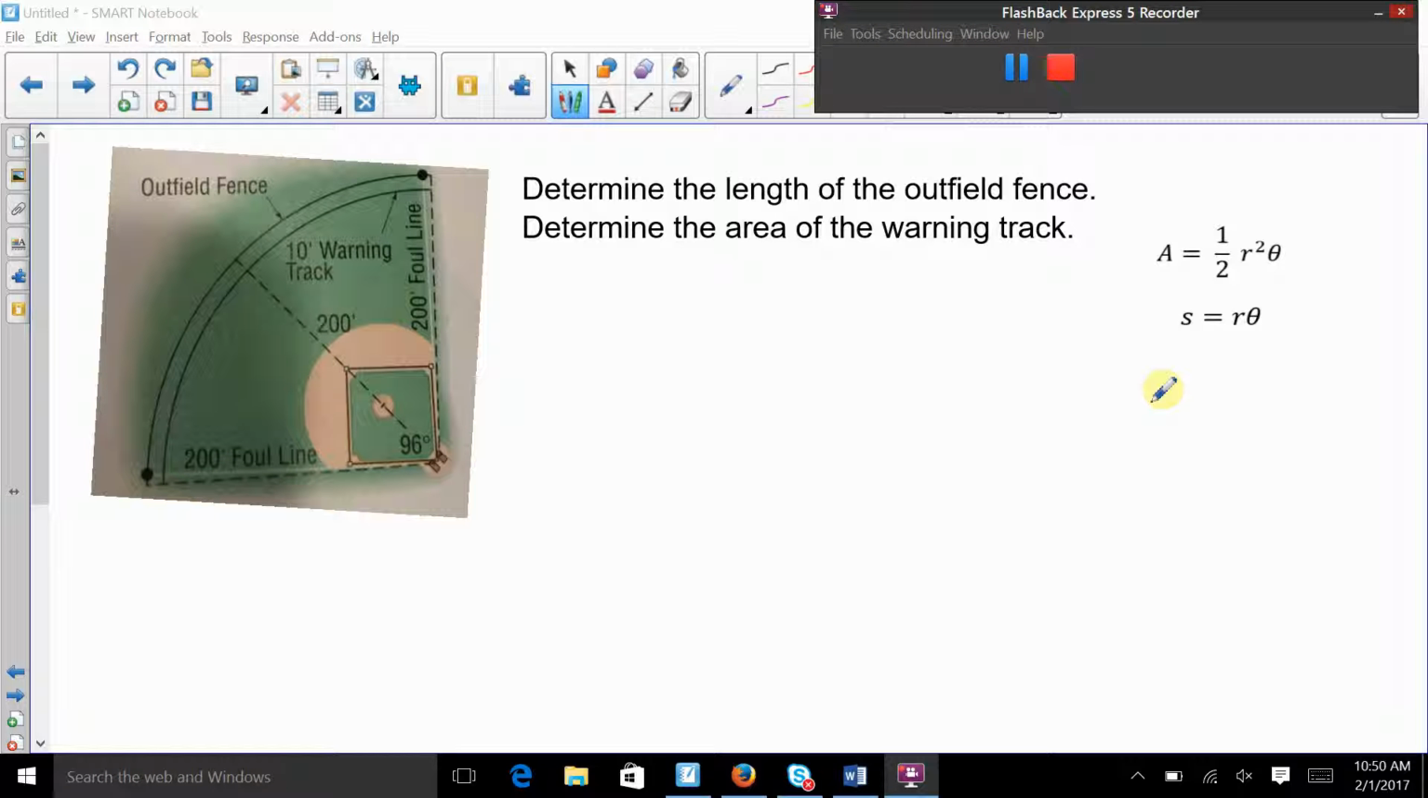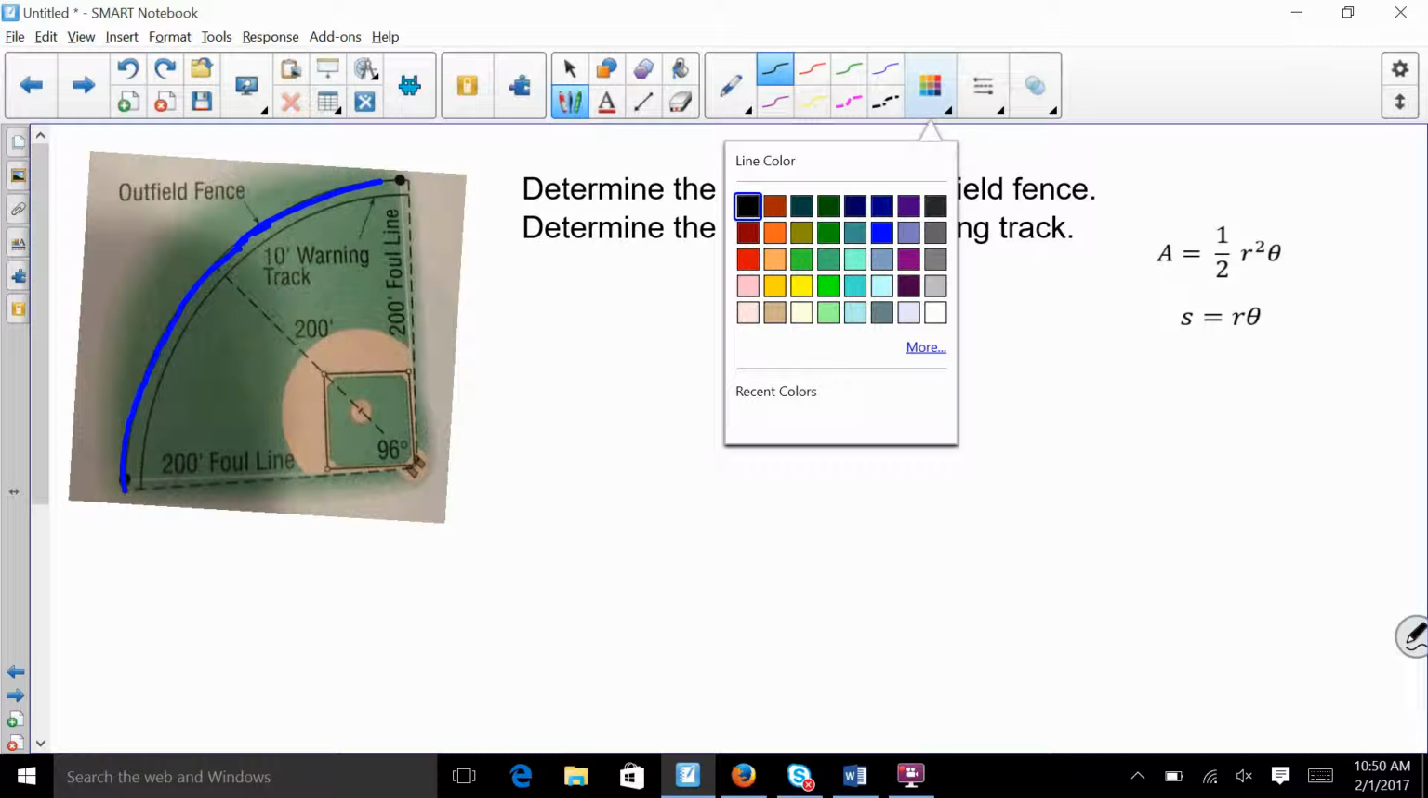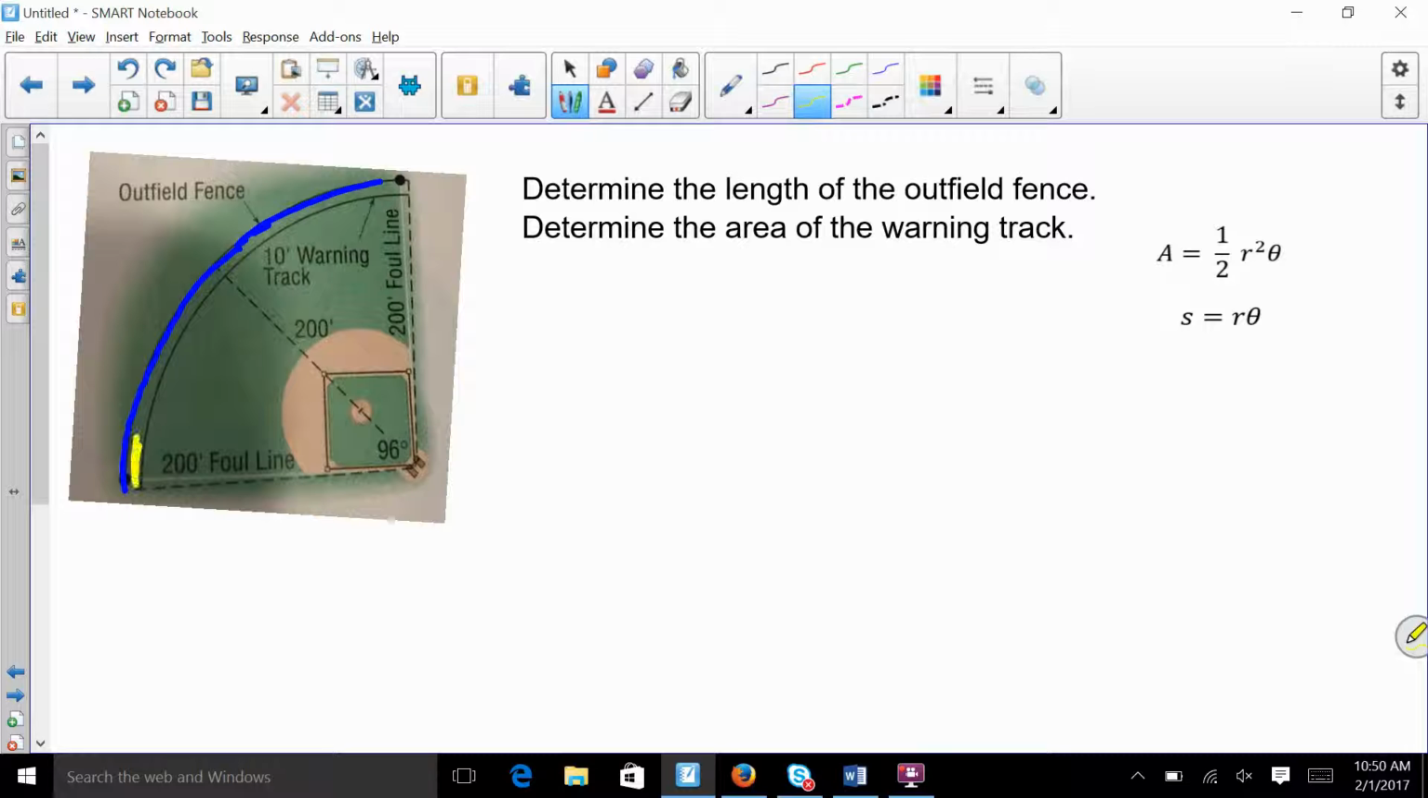Okay, so here we have a baseball field, and they want us to determine the length of the outfield fence. That's going to be this line that's out here on the very outside of this. And then they want us to determine the area of the warning track. And in my problem, the warning track is going to be this area in between here.